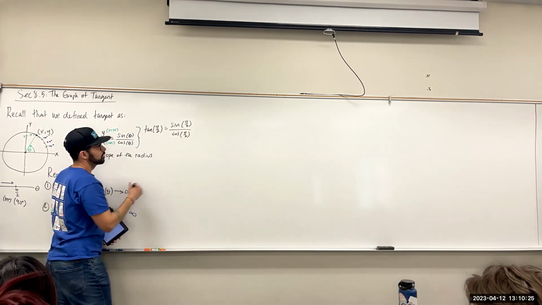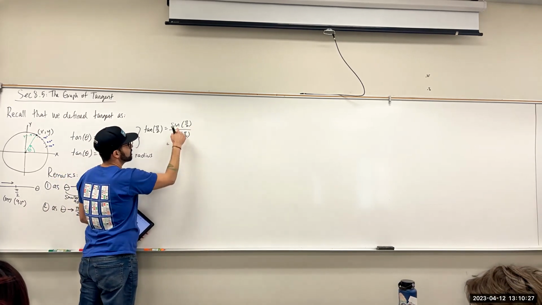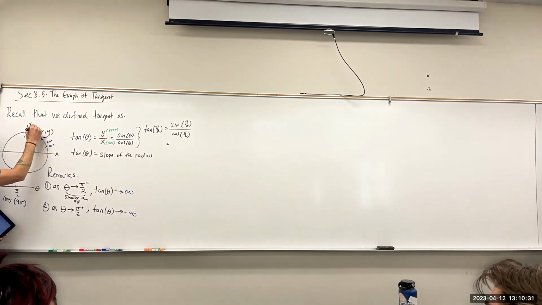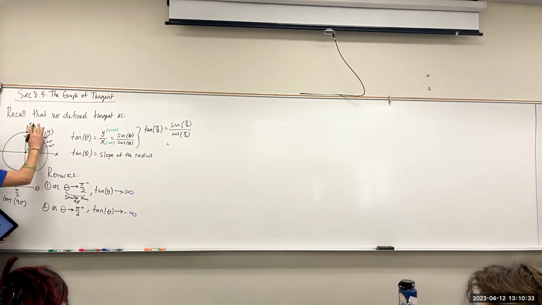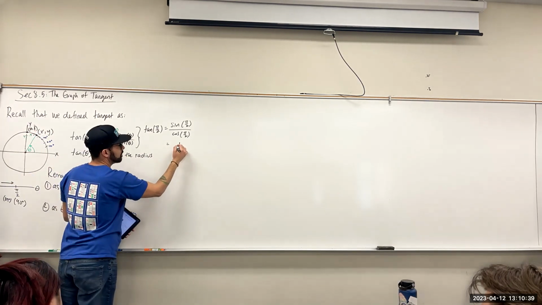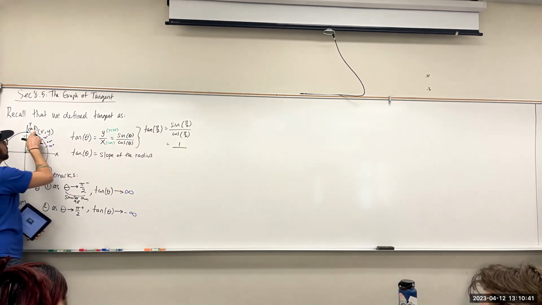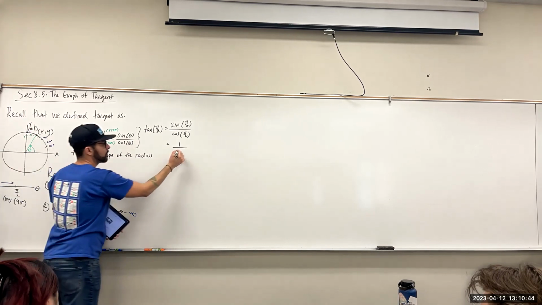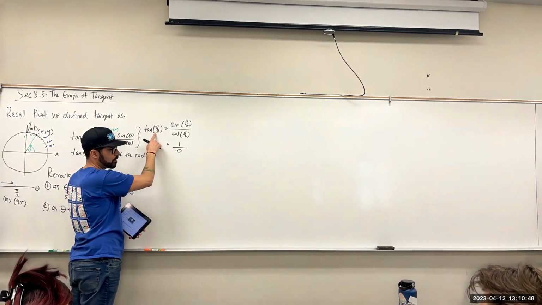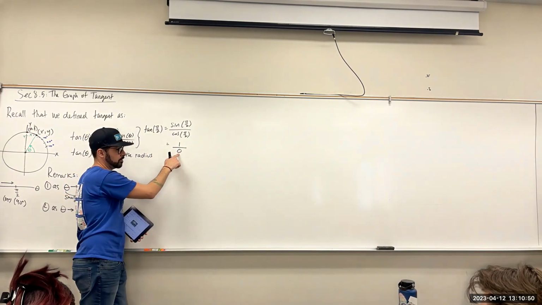Right? But sine of pi over 2, this here has the point 0, 1. So sine of pi over 2 is going to be 1 because it's the y coordinate. But cosine of pi over 2 is going to be the x coordinate, 0. And so that's what Cameron and his group were talking about. You can't evaluate it at pi over 2 because you can't divide by 0.